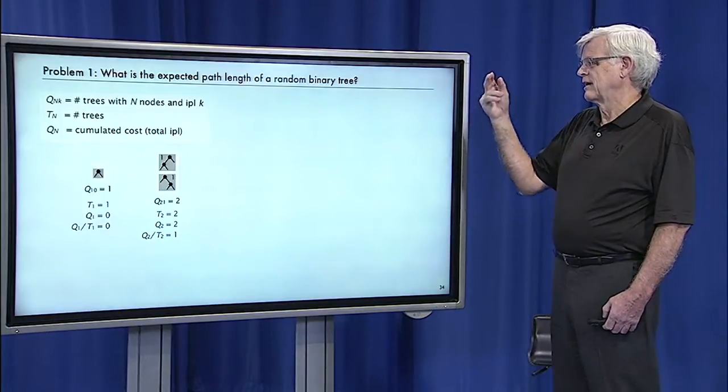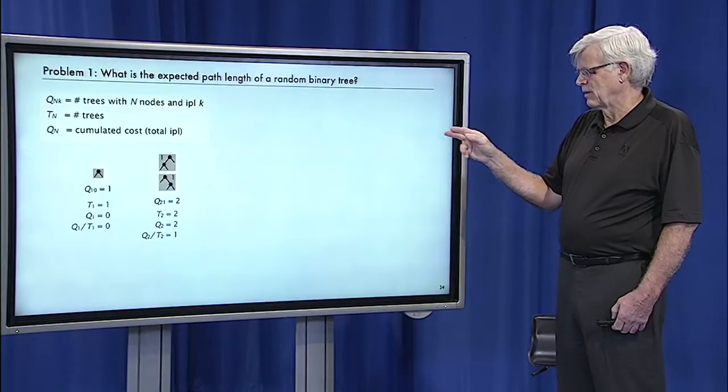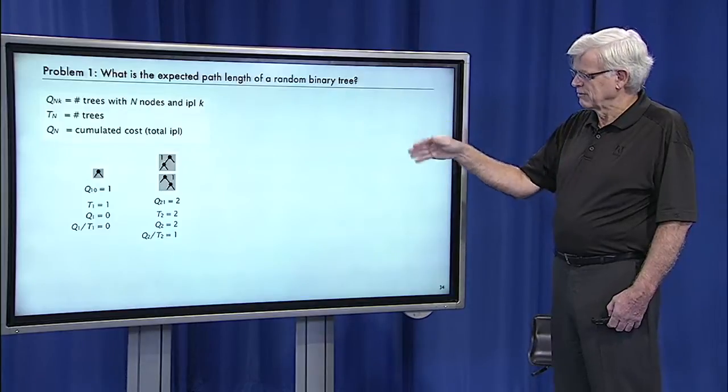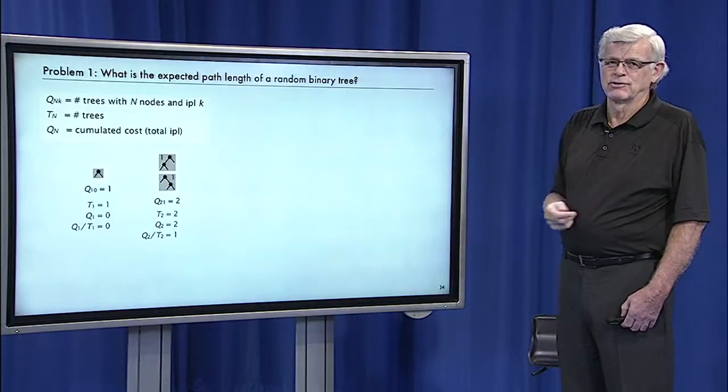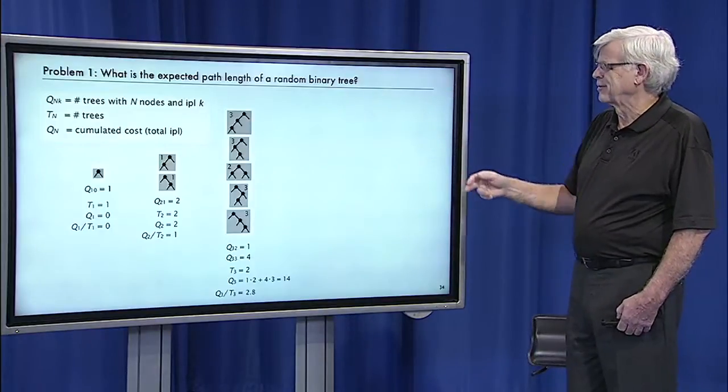In this case, both of the trees with 2 nodes have internal path length 1. So the total accumulated internal path length is 1. The average internal path length is 1. It's still not so interesting. Now this is a little more interesting.